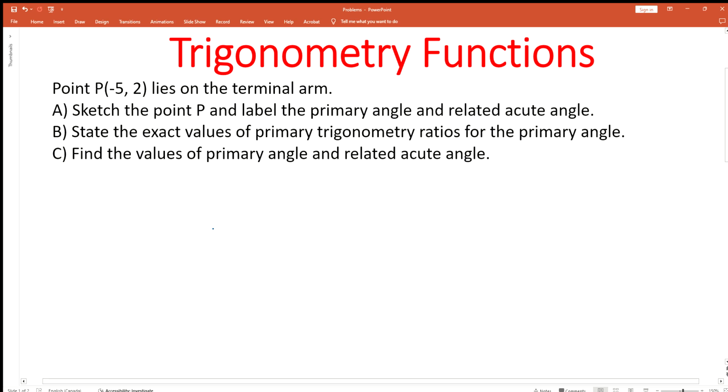In this video, we'll solve this problem using the concepts of trigonometry functions. As per the problem, point P(-5, 2) lies on the terminal arm. In part A, we have to sketch the point P and label the primary angle and related acute angle. Let's start with part A.